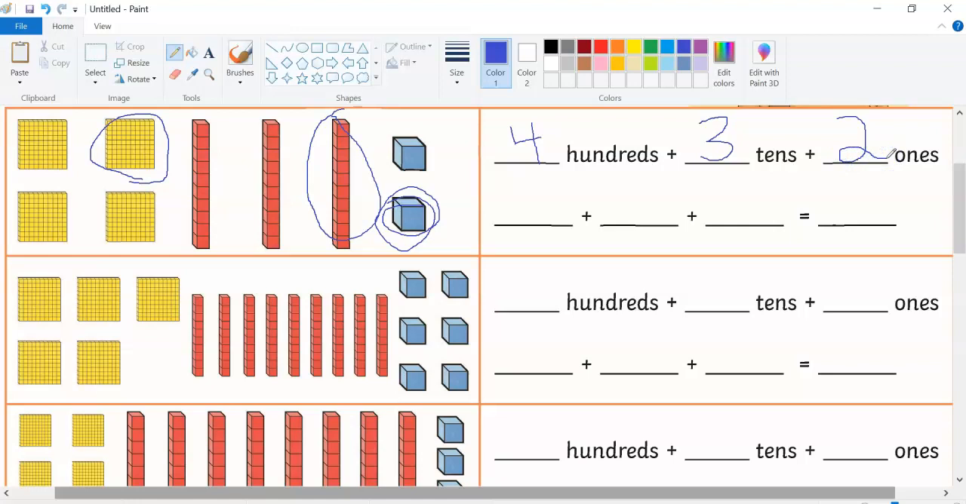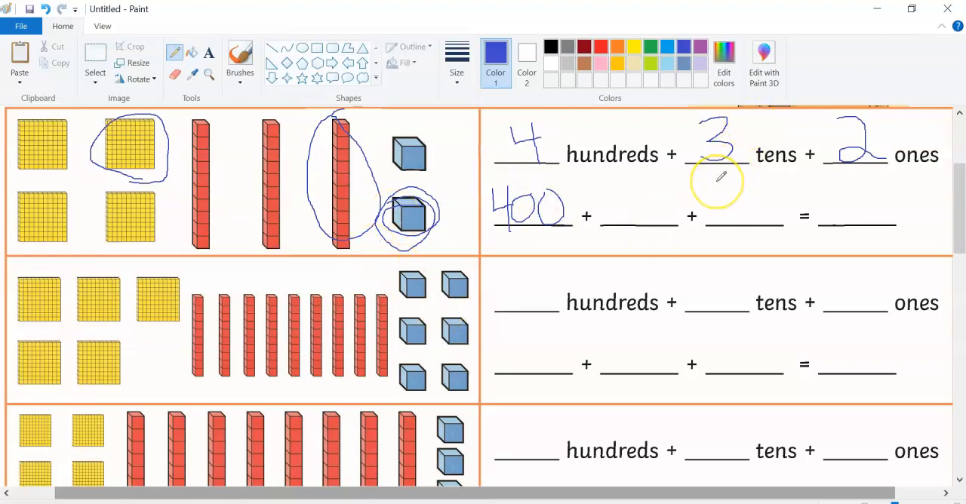Now, when we look at the actual value of these numbers, yes, we have a number 4 right here, but remember, it's 4 hundreds. If we were to count up all of these, you would have 100 here, 100 here, 100 here, and 100 here. So the value of 4 hundreds is 400. Okay, bear with me in my writing on this. It's a little bit difficult.